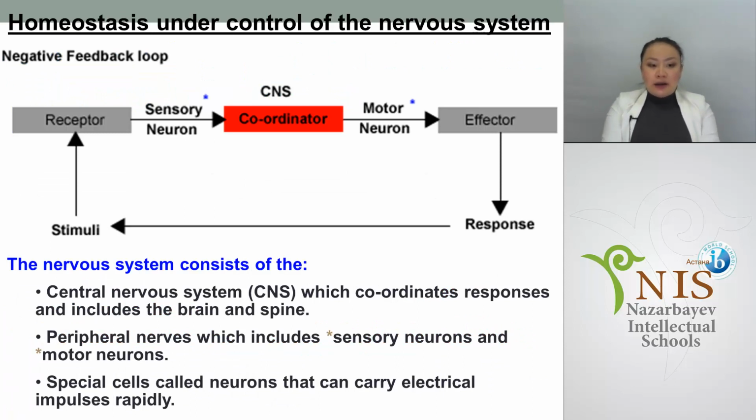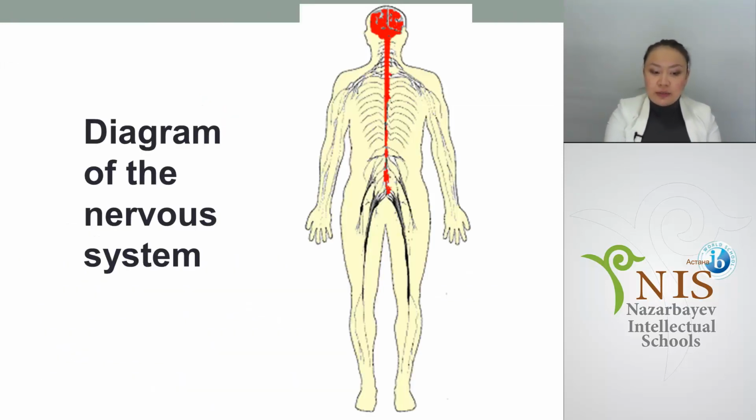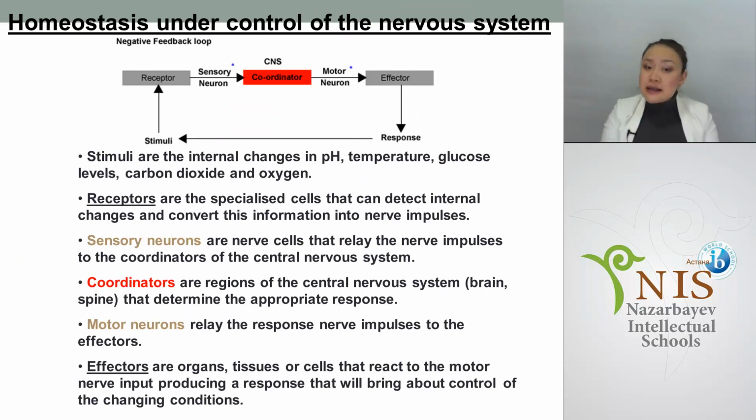Okay, look at the nervous system. It consists of the central nervous system, CNS, which coordinates responses and includes the brain and spine. Peripheral nerves include sensory neurons and motor neurons. Special cells called neurons can carry electrical impulses rapidly. Okay, this is a diagram of the nervous system. Homeostasis and the control of the nervous system.